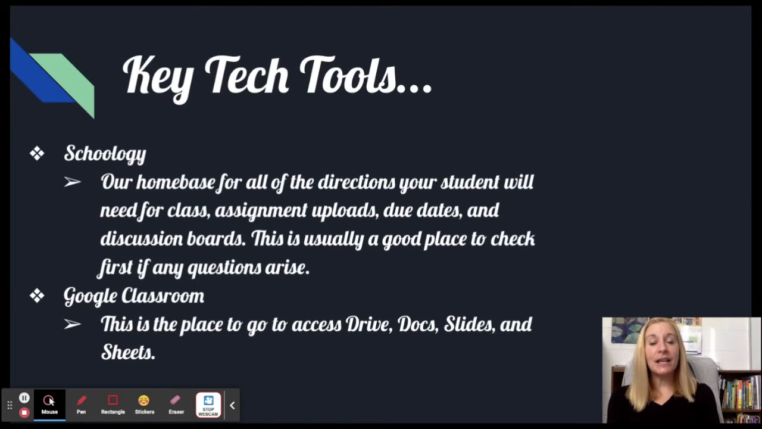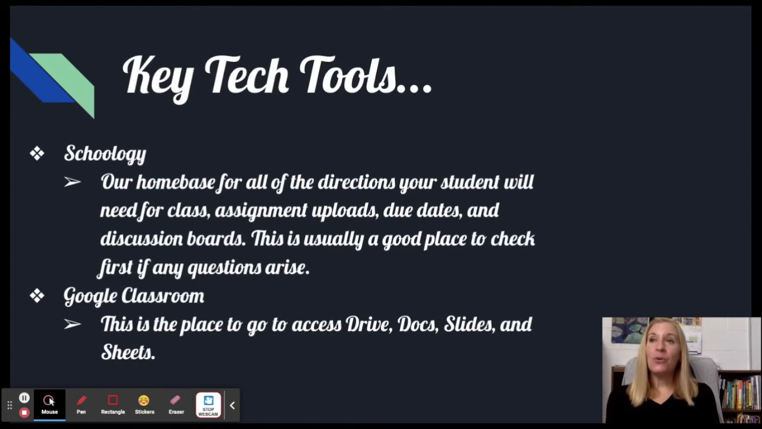There are handouts occasionally and some packets they may have. For example, right now, English 9 students have a Macbeth packet that we are just about ready to get going with. But for the most part, everything that they will need for my classes can be found on my Schoology page. So Schoology is basically our home base for all of the directions that your student will need for class assignments, uploads, due dates, and discussion boards.